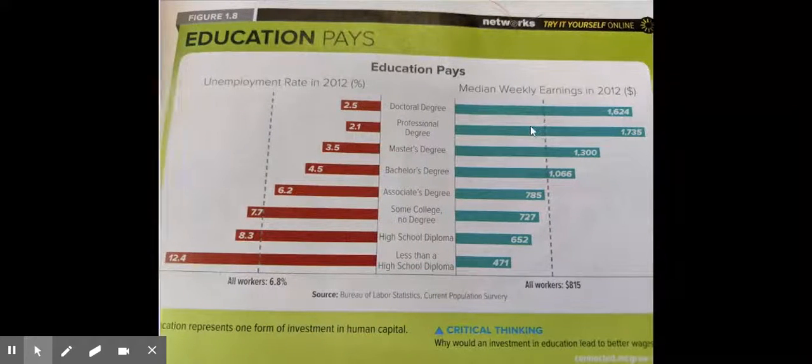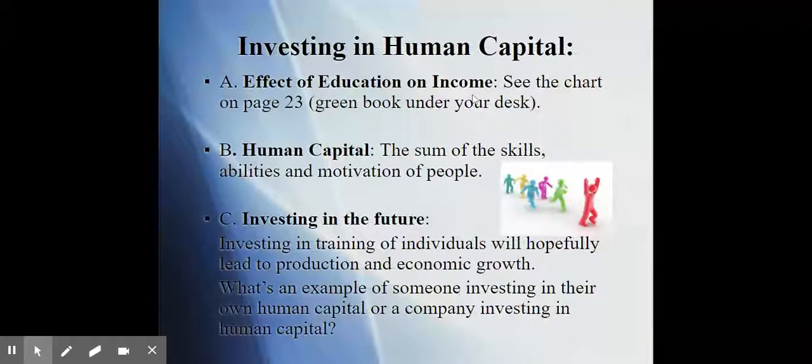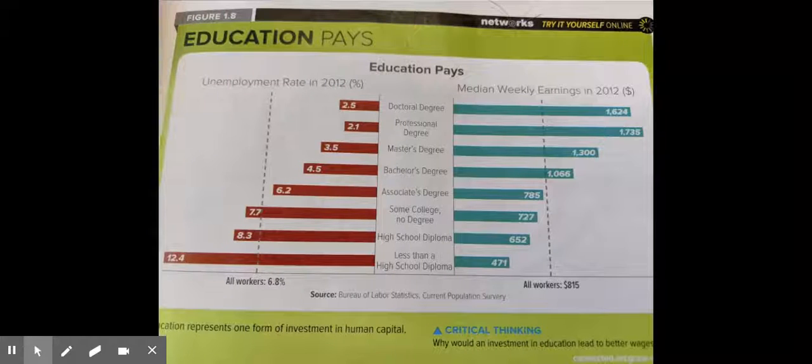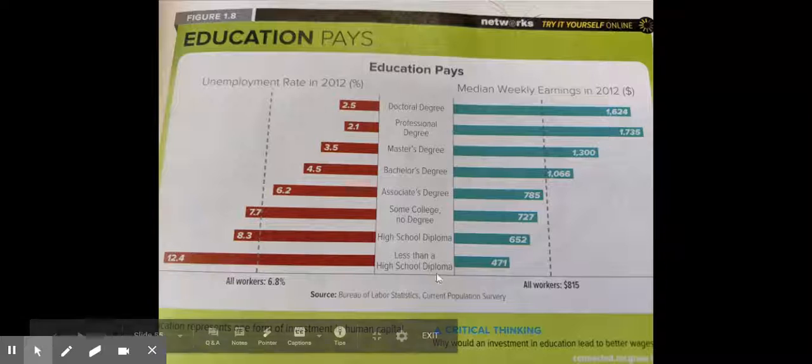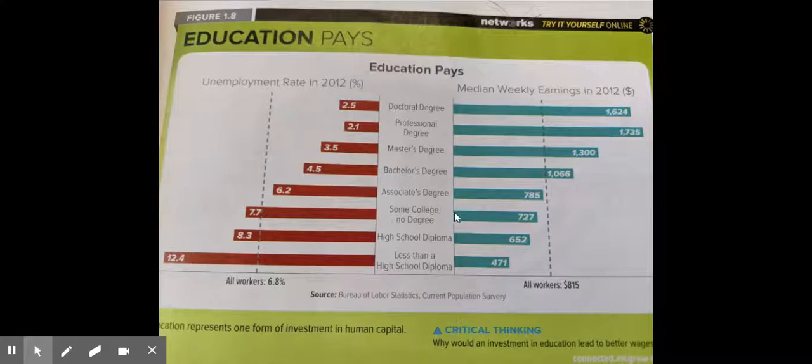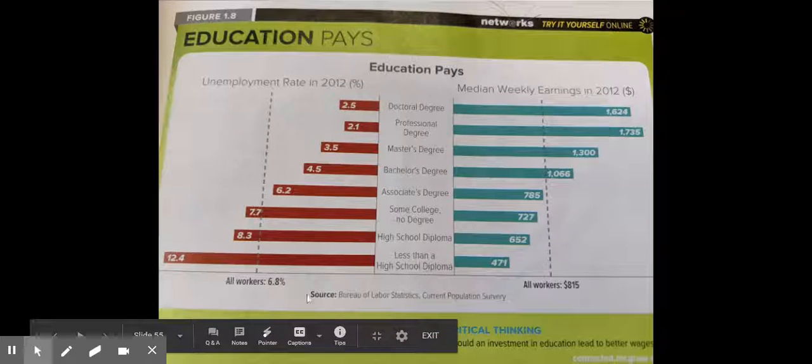The chart, as mentioned on the last one right here, shows the effects of education on income. As you can see, somebody having a doctoral degree. So basically, the more education a person has, the more likely it is that they are going to be employed, right? The unemployment rate drops and drops and drops, and this is in 2012. So it drops for more degrees that they have. And then the income is also going to go up and up and up, right?